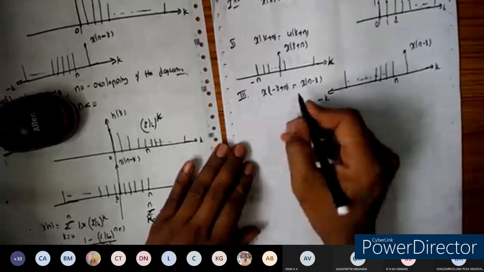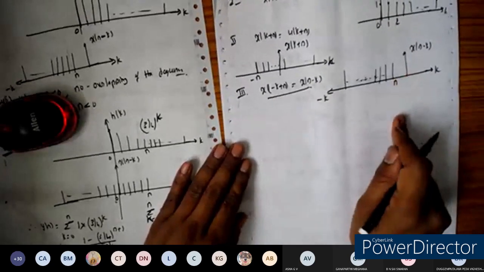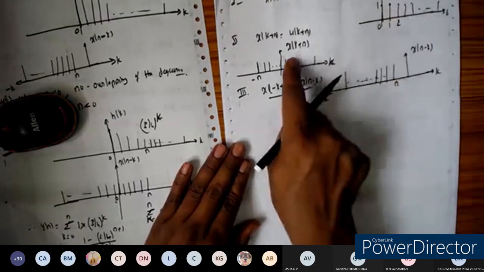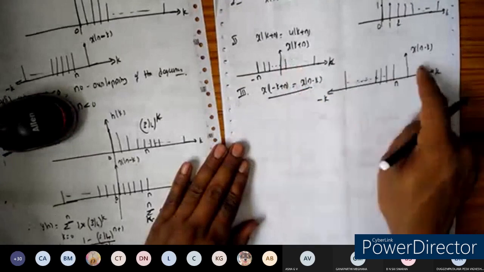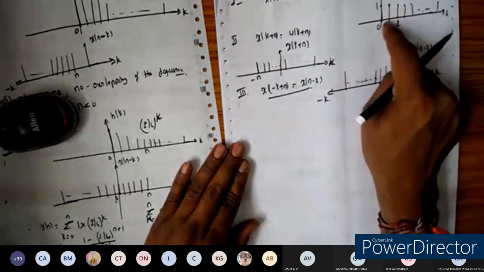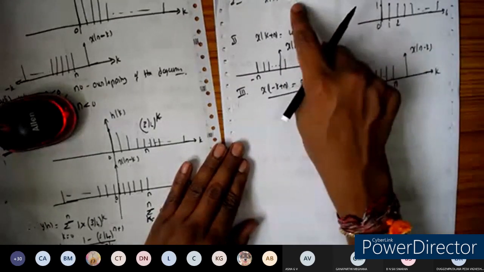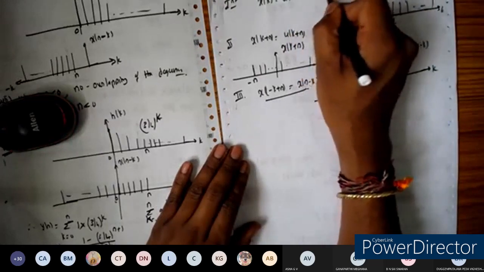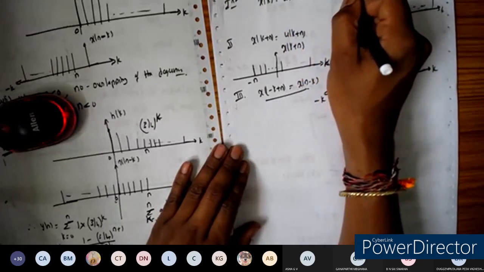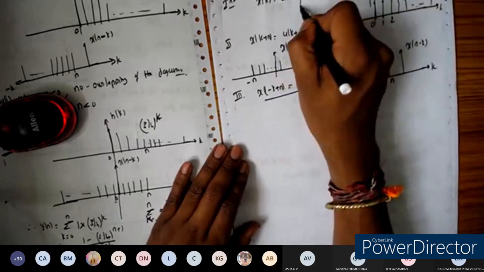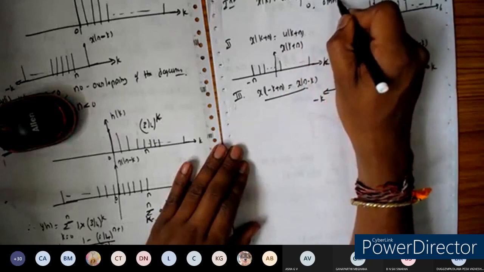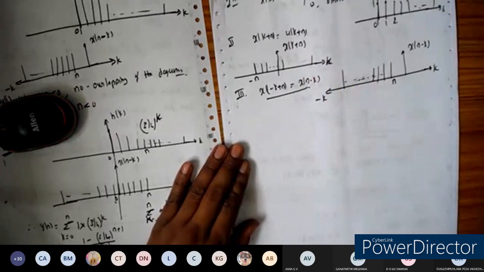So this one we got x of n minus k. We got here easily, in 3 steps. So x of k I have written, next x of k plus n I have written, next x of n minus k we have written. So x of k first we have written in terms of u of k. It is equal to 1 for 0 less than k less than infinity, and 0 otherwise.